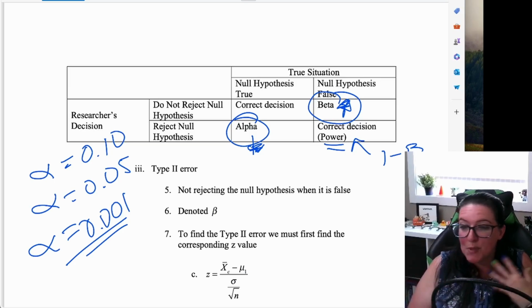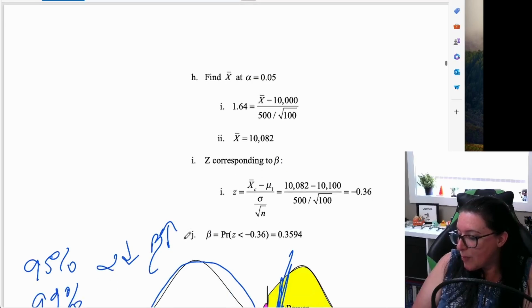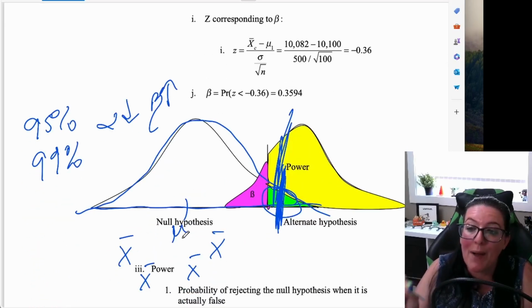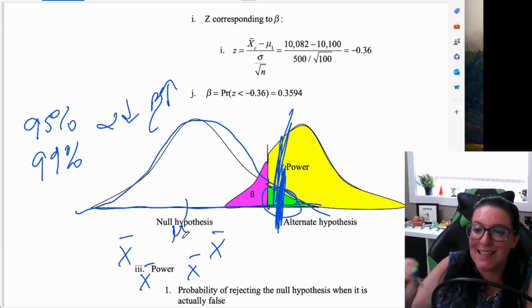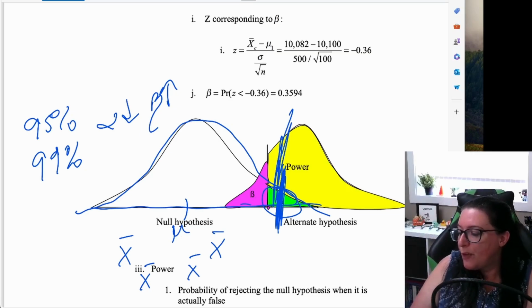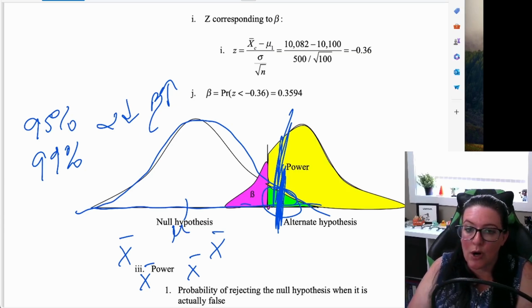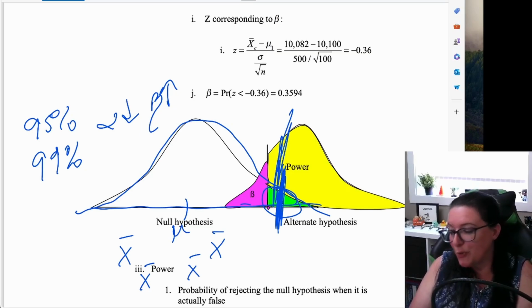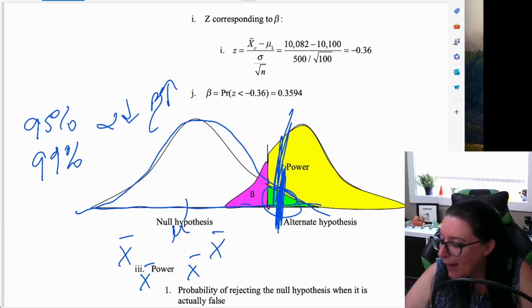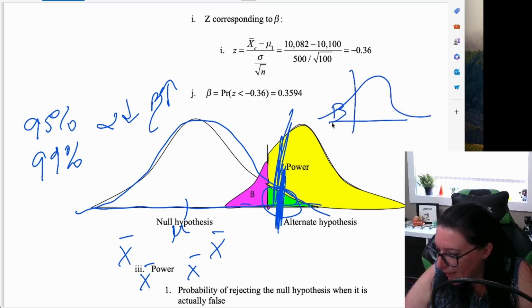So there is this trade-off between alpha and beta, and there is a relationship to the power of the test. How powerful is the test at detecting a difference? If you make alpha smaller, then your test has to be more powerful to detect the difference, because you're not willing to have the error. So you need a more powerful test in order to detect that true difference. So beta and power: when beta goes up, power goes down.